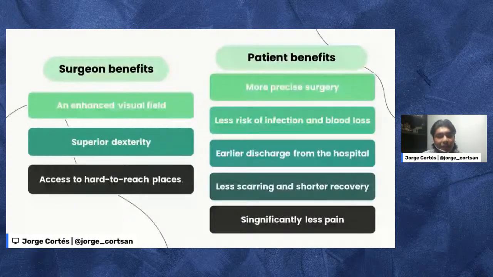Now we're going to look at the benefits. On the side of the surgeon, we have an enhanced spatial field, superior dexterity, and access to hard-to-reach places. And on the side of the patient, we have points like more precise surgery, less risk of infection and blood loss, earlier discharge from the hospital, less scarring, shorter recovery, and significantly less pain. Less pain or painless compared with traditional surgery or even with MIS surgery.